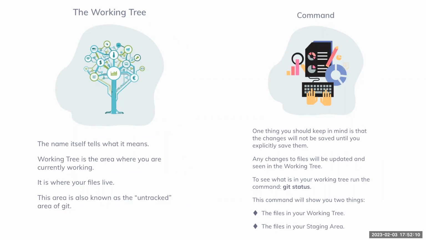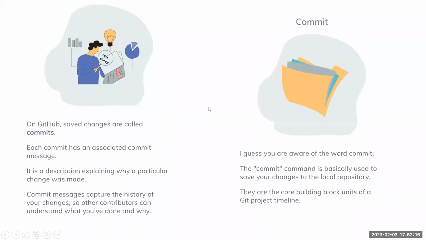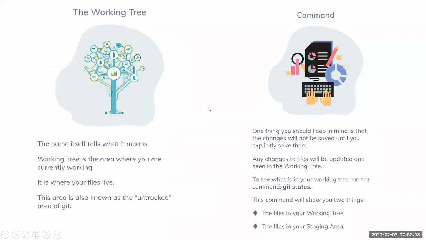So what is this, right? This is a working tree. The name itself tells what it means. The working tree is the area where you are currently working. That means your local, right? It is where your files live. And this area is also known as the untracked area of Git.